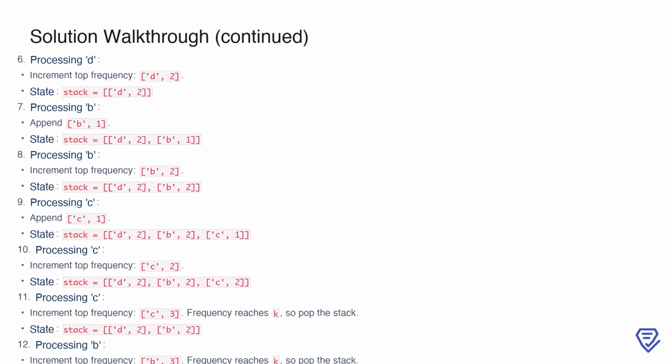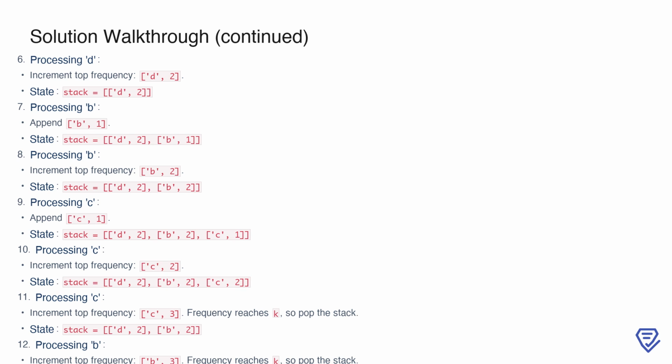The next D matches the top of the stack, so its frequency is incremented to D2. Then, we encounter b, which does not match the top, so we append b1. The next b increments its frequency to b2. Moving to c, we append c1, and subsequent c characters increment the top frequency to c2, and then c3.